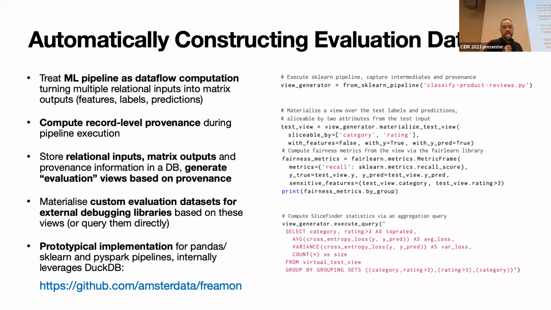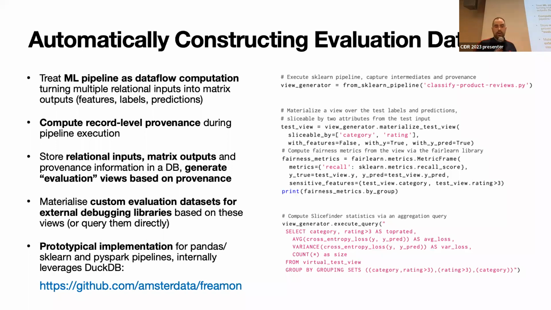I can only sketch the solution here for the sake of time. This builds on some recent work that we presented at CIDR a couple of years ago, where we treat certain classes of machine learning pipelines as dataflow graphs that take multiple relational inputs and then execute something like a select-project-join query to turn these inputs into matrix outputs: features, labels, and predictions. As we've shown, it's relatively easy and performant to compute record-level provenance during the execution of these pipelines.